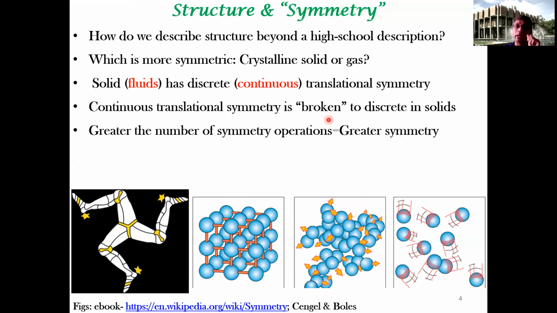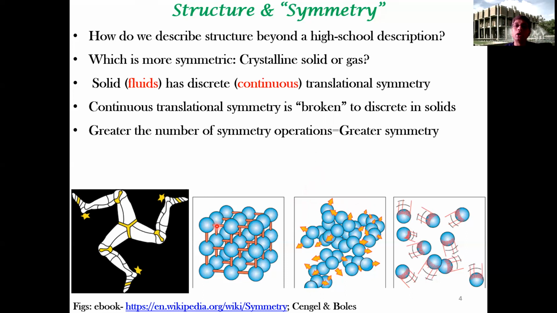All right, so greater the number of symmetry operations, greater is the symmetry. That's the question I'm trying to answer when I ask which is more symmetric: which system has greater number of symmetry operations? In fact, if I have a fluid, I have an infinite number of symmetry operations. I can move it by any amount and I will still have a symmetric system. Whereas if I have a solid, I can move by this amount or by this amount and so on, but not by this amount. Then I don't have a symmetric system.